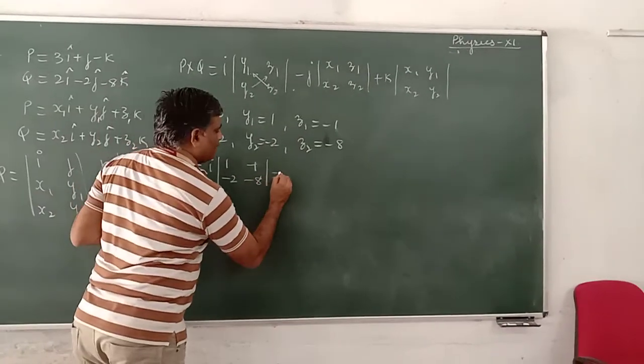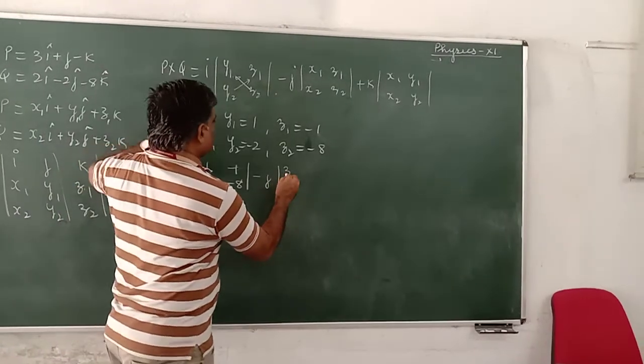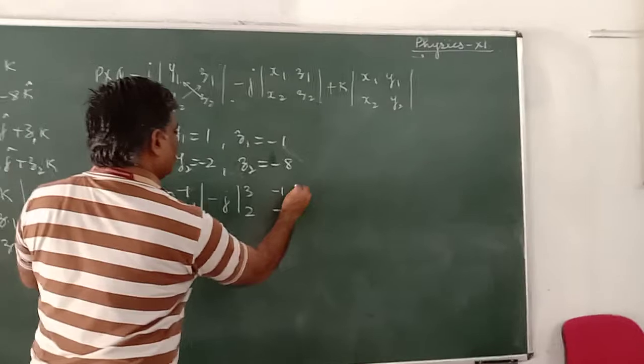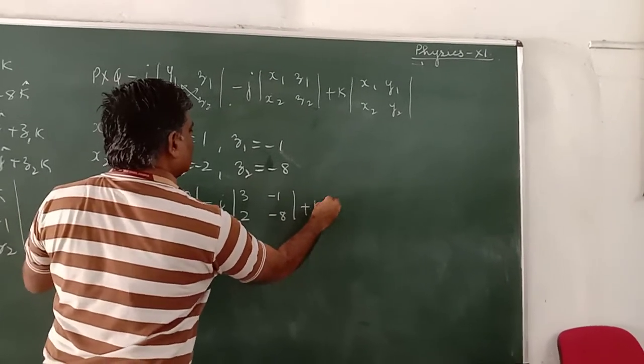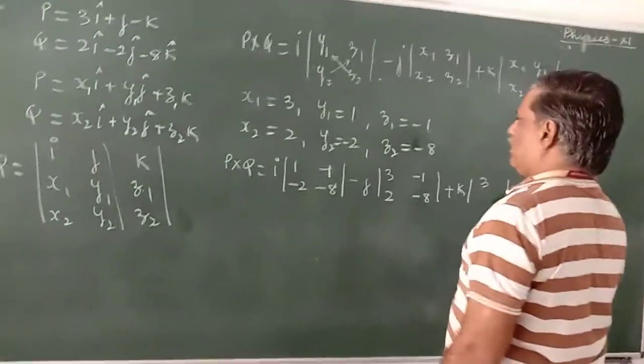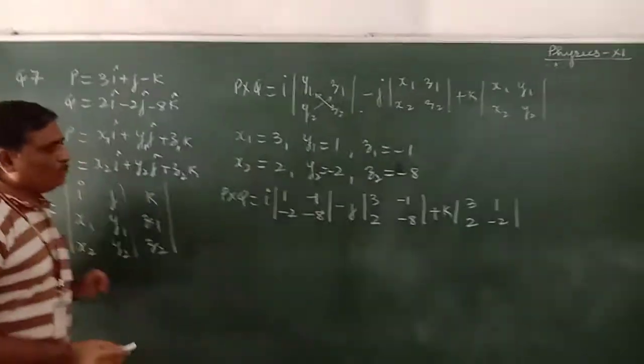Middle side is minus, it becomes minus j. Then x1, 3, don't write this one, it is minus 1, 2, minus 8, plus k. This is now, we are writing this one, 3, 1, 2, minus 2. So now here how to solve?